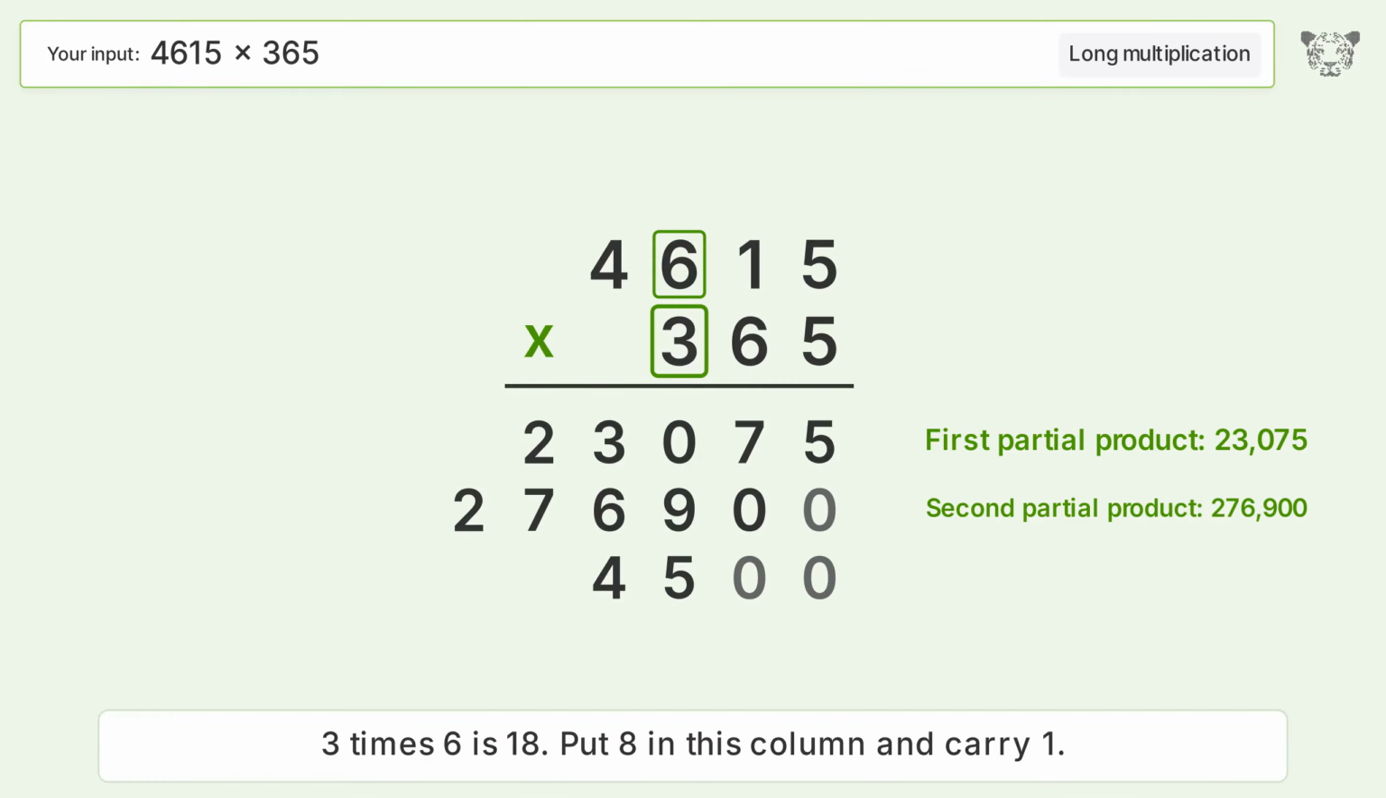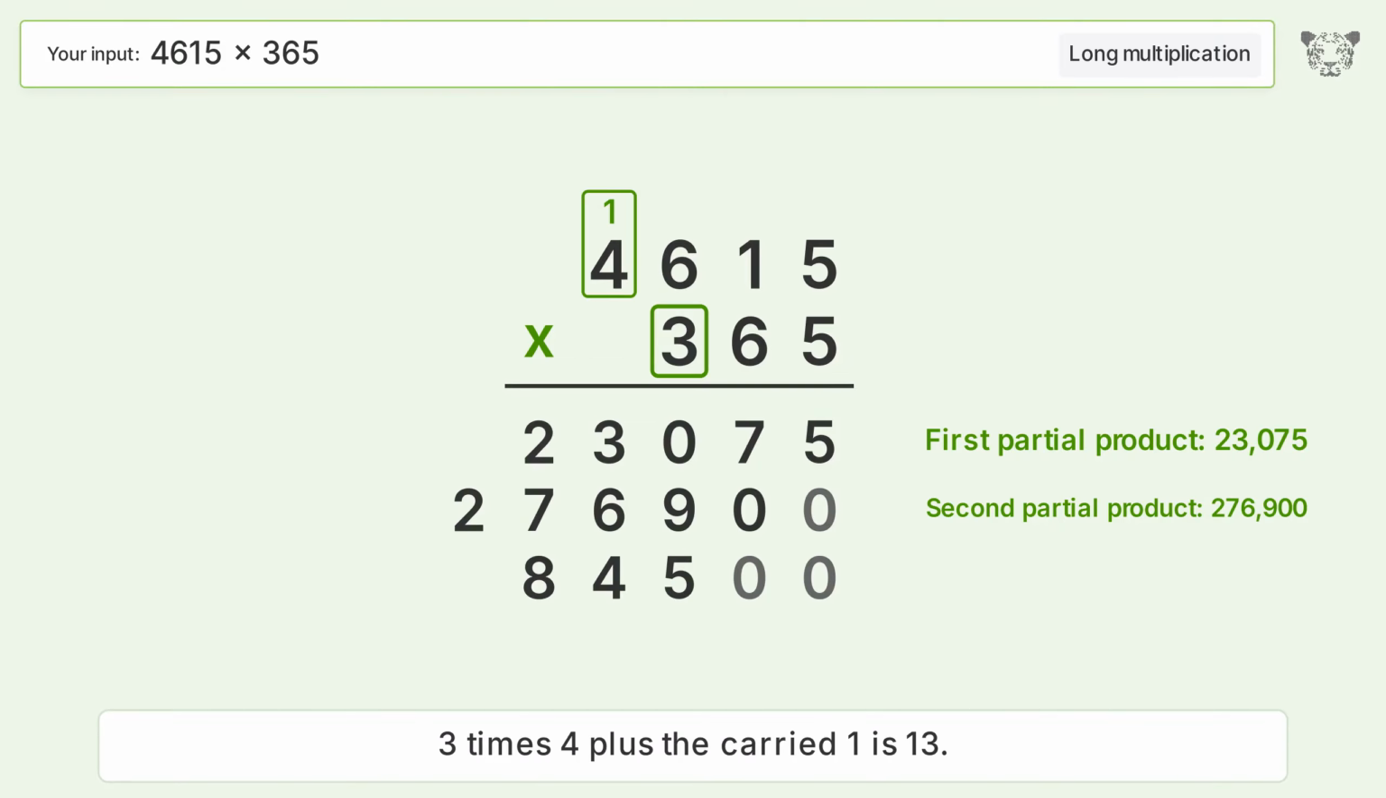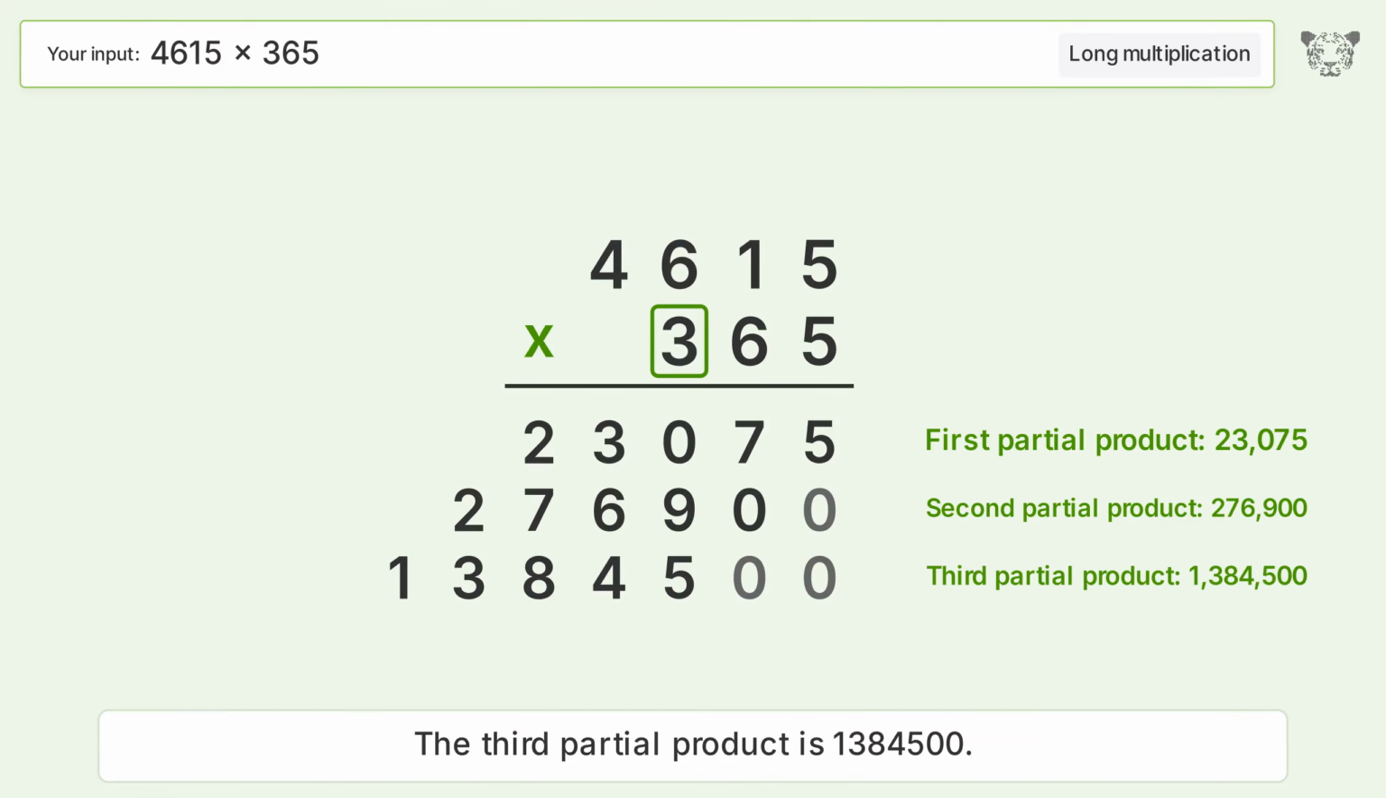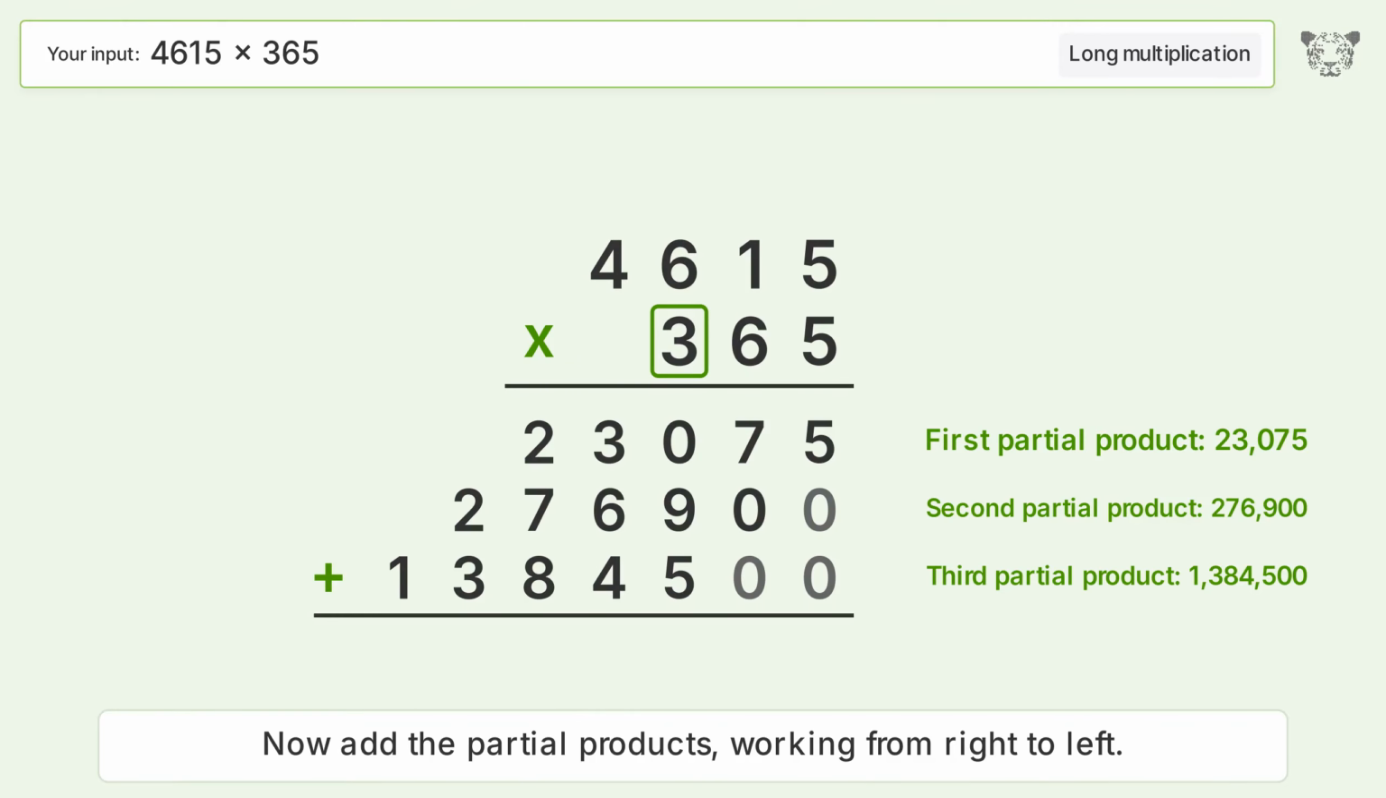3 times 6 is 18. Put 8 in this column and carry 1. 3 times 4 plus the carried 1 is 13. The third partial product is 1,384,500. Now add the partial products, working from right to left.